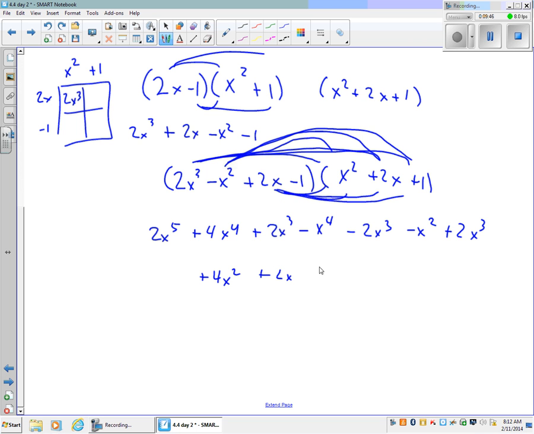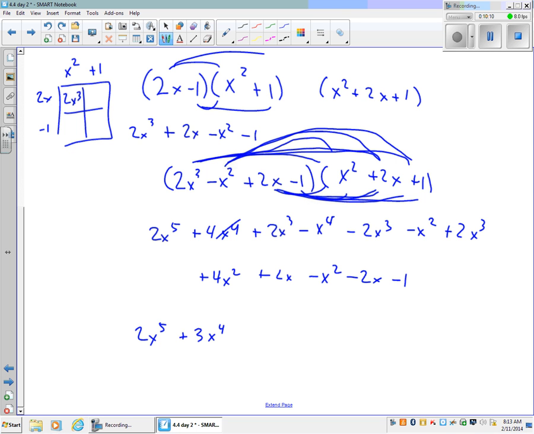Negative 1 times x squared is negative x squared. Negative 1 times 2x is negative 2x. And negative 1 times 1 is negative 1. Now I need to put everything together and I'm done. So I get 2x to the fifth, 4x to the fourth minus x to the fourth would be 3x to the fourth.